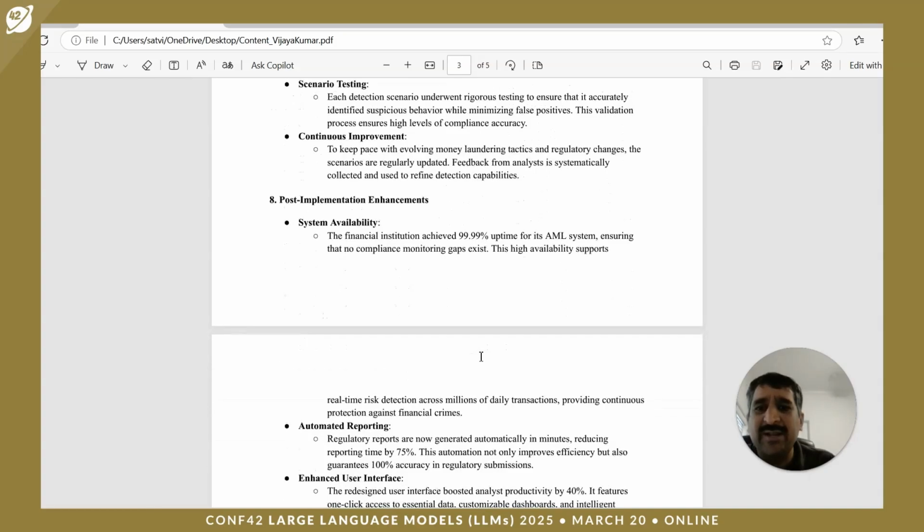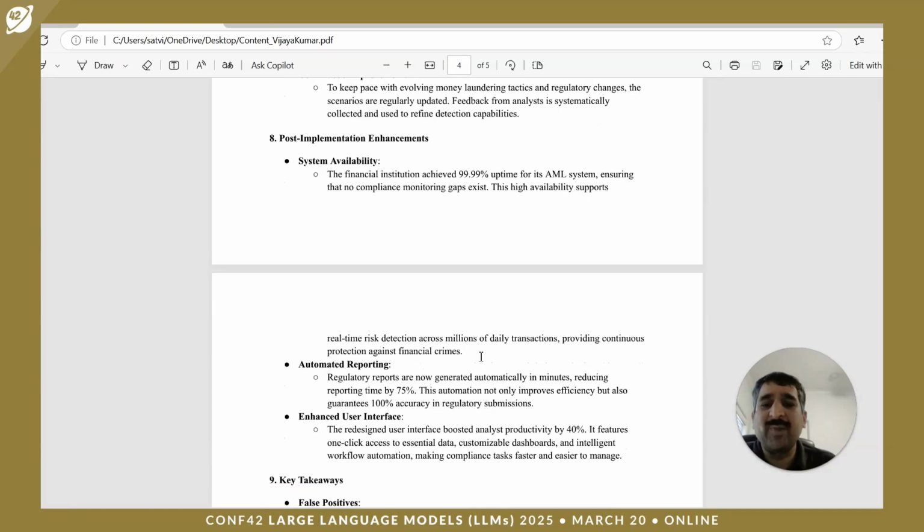Now, post-implementation system availability. The financial institution achieved 99.99% uptime for the AML system, ensuring that no compliance monitoring gaps exist. This high availability supports real-time monitoring. The system is available 99.99%, so it can capture real fraud while monitoring other systems, and immediately give you alerts so that the banking agents or financial institutions can take necessary action on that.